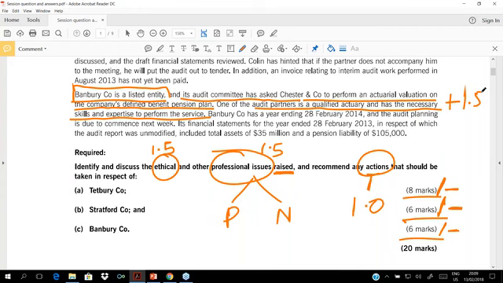Okay, Benbury's year end is 28th of Feb, and the audit planning is to commence next week. Its financials for the year 2013 include total assets of 35 and a pension liability of $105,000. Now you might be amazed why there are numbers in ethics. Obviously, this is a listed company, so how would you judge if it is material or immaterial? You need to think of the numbers. So what service do we need to perform? Actuarial valuation.